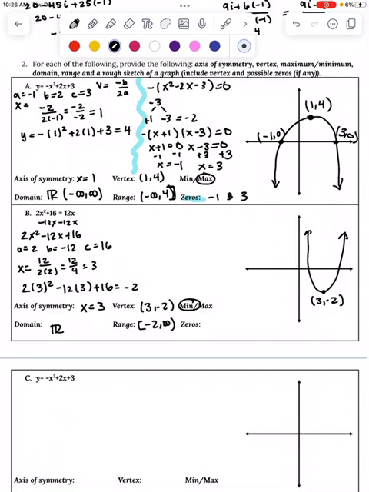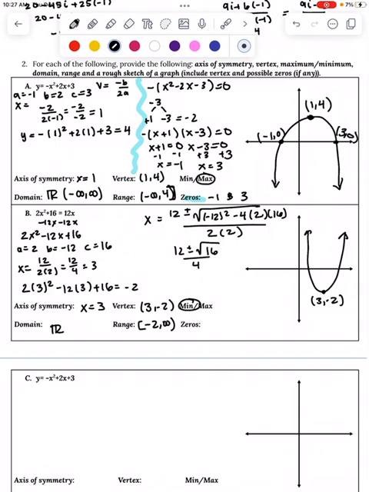So this one I'm gonna go ahead and do quadratic formula. So x equals -b plus or minus the square root of b squared minus 4ac, all over 2a. All right, so I'm gonna do that inside first. So negative parentheses -12 squared minus 4 times 2 times 16 to get 12 plus or minus square root of 16 over 4.